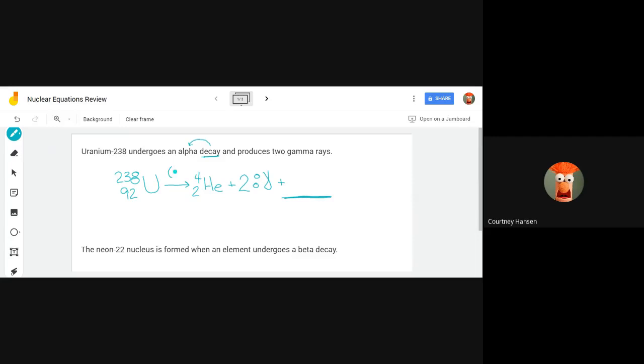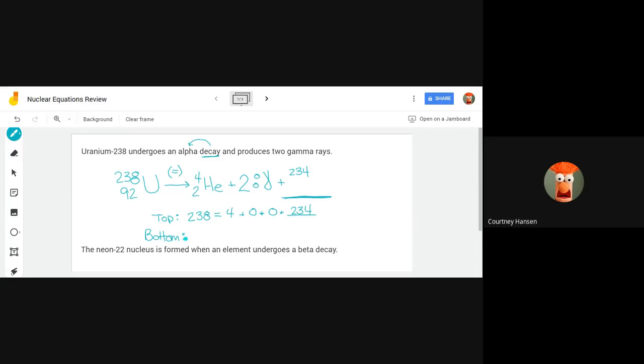Now, this is basically turning into an addition problem. We are going to look at this arrow and think of it as an equal sign. So let's go ahead and look at the top numbers first. I've got 238 equals 4 plus 0 plus 0 and something else. So 238 would equal 4 plus 234. So that's going to be my top number. I'm going to do the same thing for the bottom number.